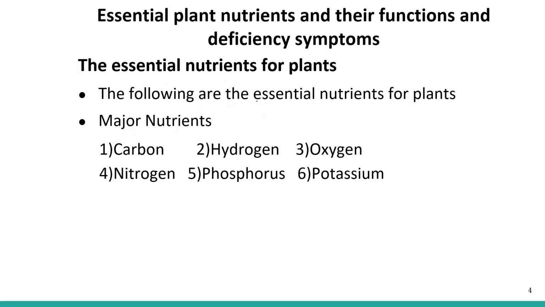The following are the essential nutrients for plants. Those are the major nutrients: carbon, hydrogen, oxygen, and along with carbon, hydrogen and oxygen, nitrogen, phosphorus and potassium are also there. So these are the essential major nutrients for plants, right?